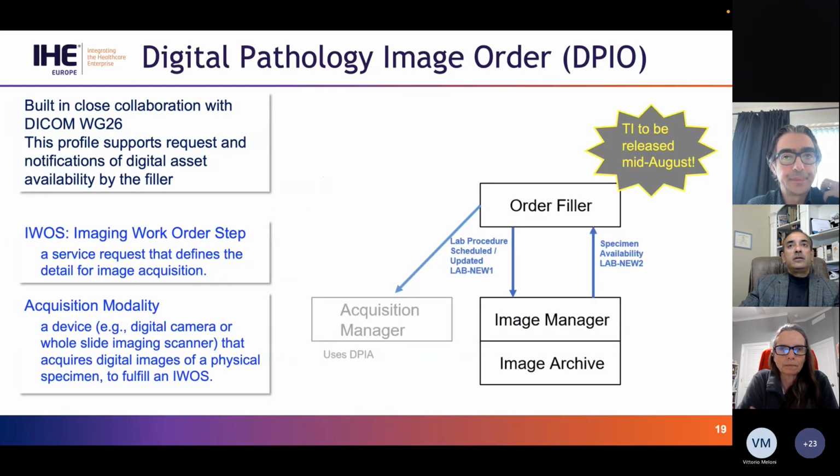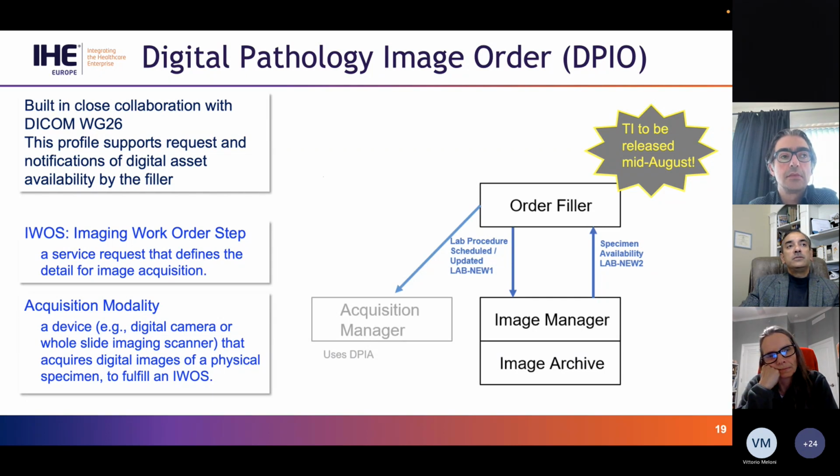So this is a pictorial representation of how the LIS might interact with the PACS system and the acquisition manager in terms of scheduling procedures, and then the PACS system indicating the availability of a new digital specimen. It's being built in close collaboration with DICOM Working Group 26.